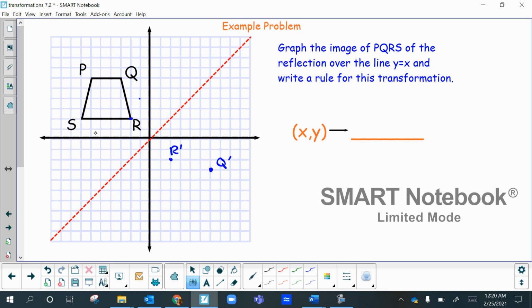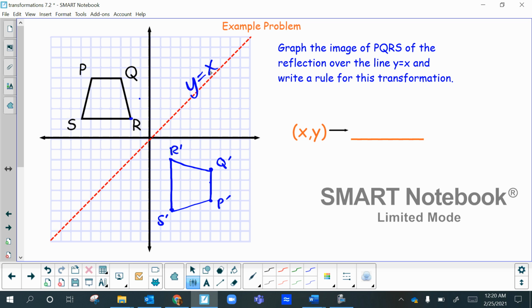Go with S, 1, 2, 3, 4 and a half again. Half, 1, 2, 3, 4. And you can see it's on the same line as R, so that's S prime. P prime is going to be easy to tell because I have almost my whole thing. 1, 2, 3, because I notice it is 3 units away from Q. So there's P prime, and there we go. So that is the reflection over the line y equals x. So the question is, what is the rule? Well, let's look at a point.